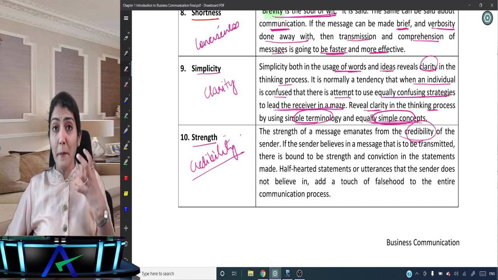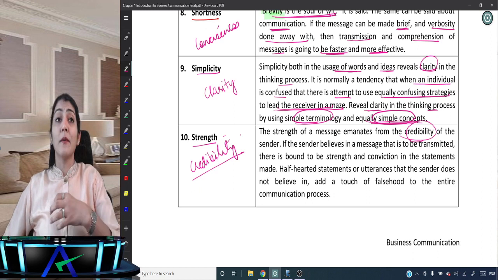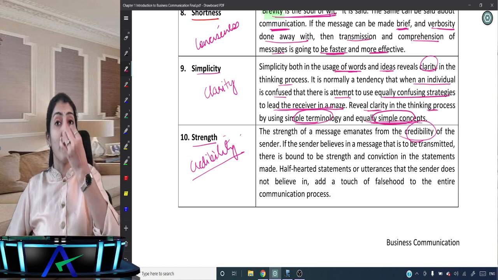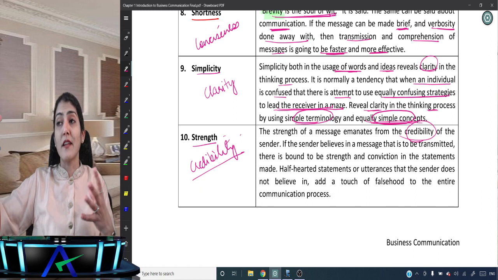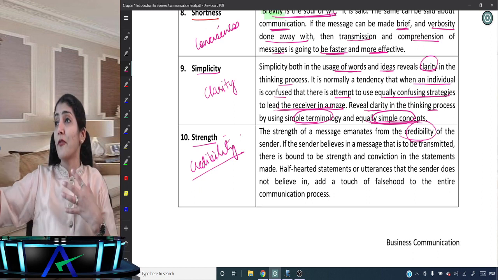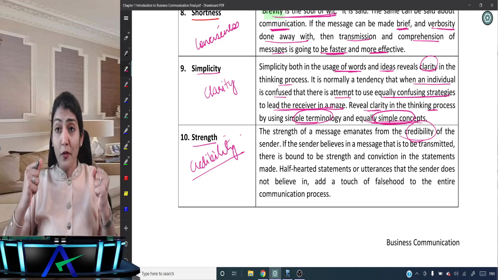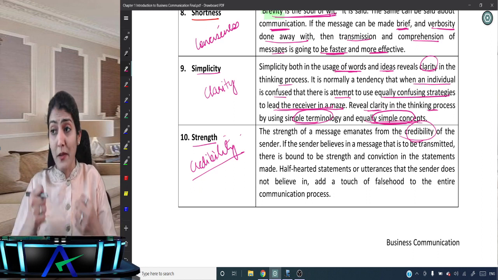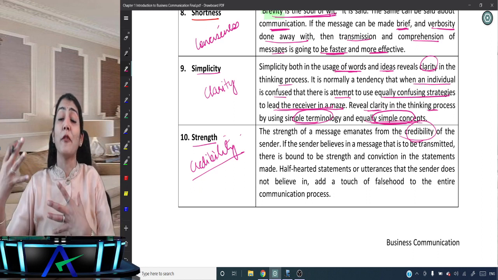The strength of the message. So now, there is an announcement in the college that the exam dates are announced and the exams are going to be conducted from 15th of April. Okay, so now you know the credibility, the strength of the message. Exams are going to be there from 15th of April.